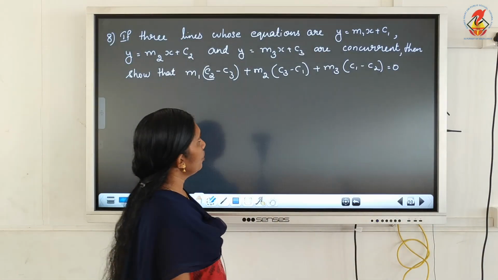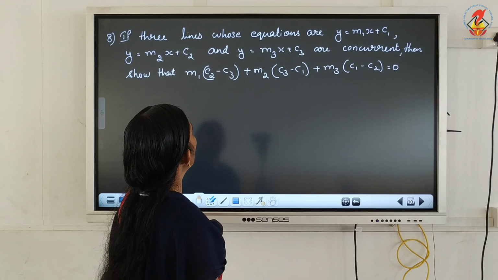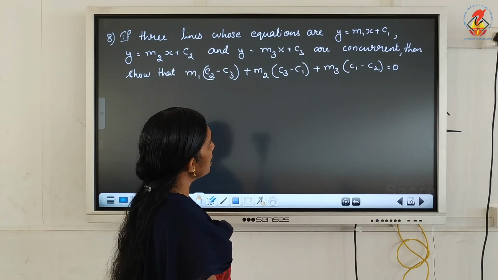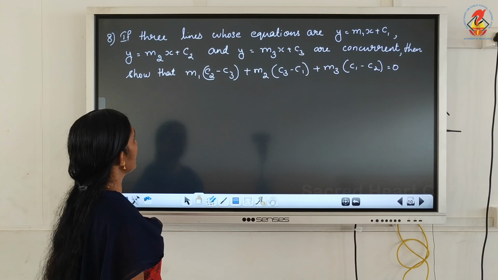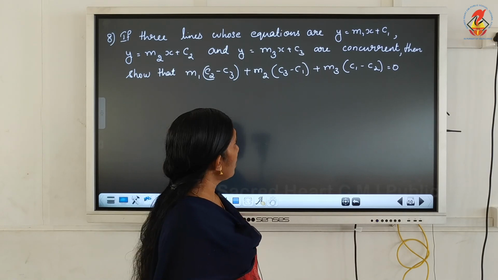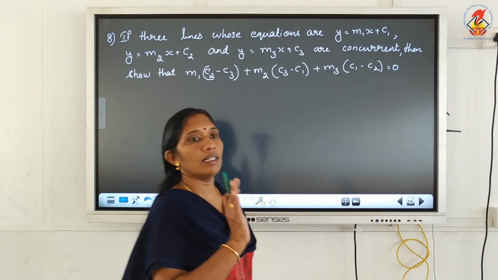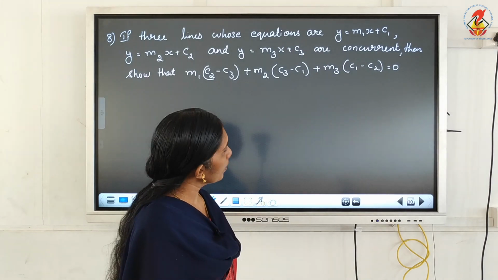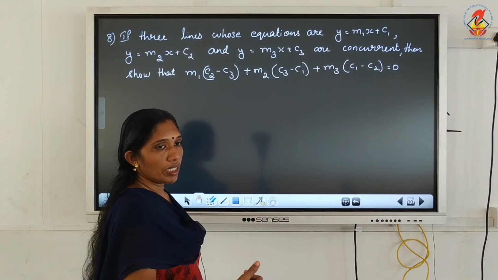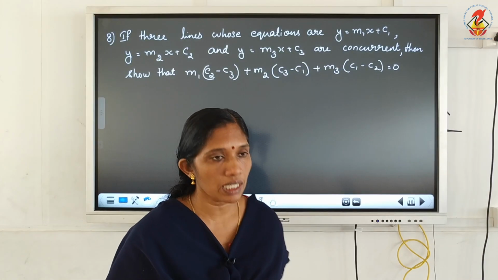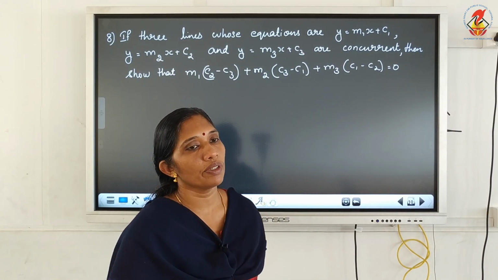Now, here also we have to use the concurrent condition. If three lines whose equations are y is equal to m1x plus c1, y is equal to m2x plus c2 and y is equal to m3x plus c3 are concurrent, then show that m1 into c2 minus c3 plus m2 into c3 minus c1 plus m3 into c1 minus c2 is equal to 0. Here the equations are given in general form. So for concurrency, first we have to solve two equations, find the point of intersection, and substitute in the third equation.